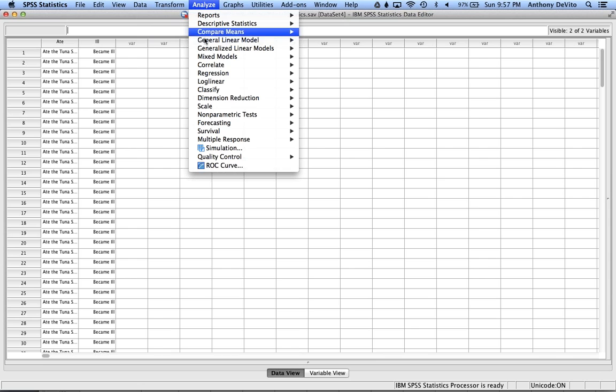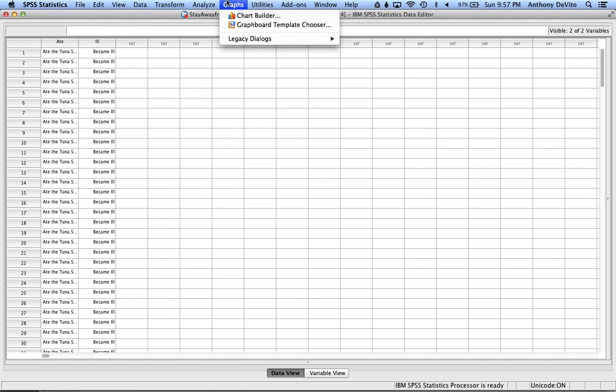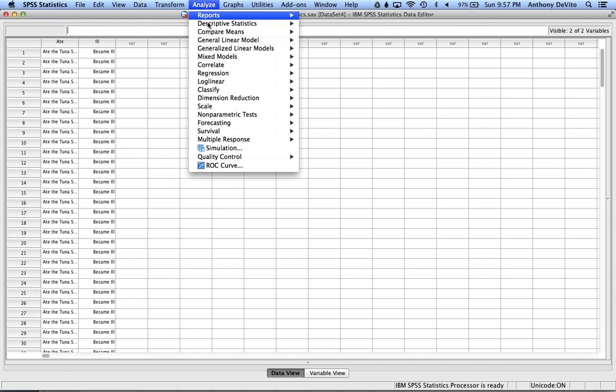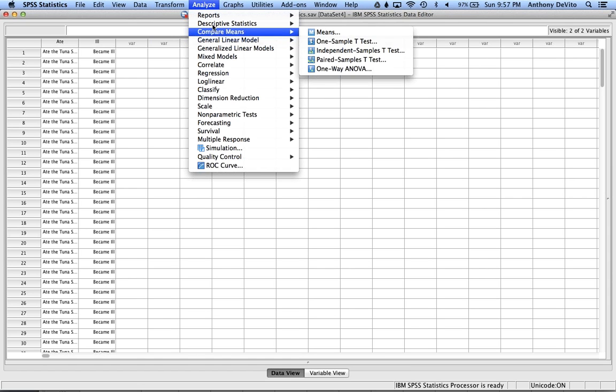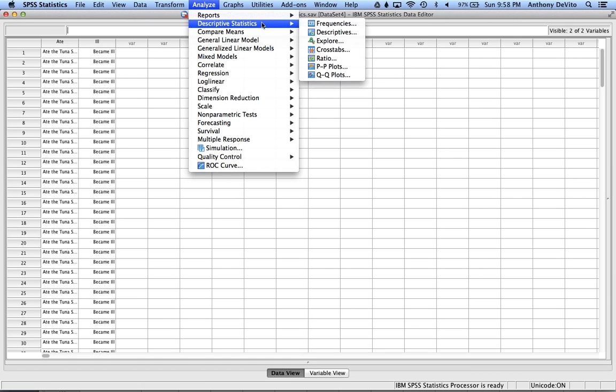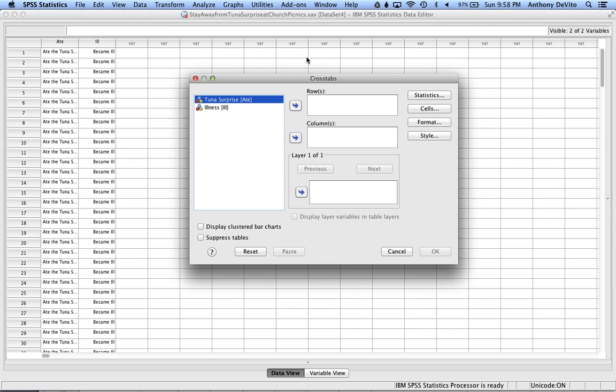Okay, so let's do this analysis. Analyze. We're not comparing means. Let's go into descriptive statistics. We have a table option here called crosstabs, in other words, building tables like this, with rows and columns. So I'll click that, and it allows us to create tables in rows and columns. We put the exposure into the rows and the outcome into the columns. The exposure was eating tuna surprise. The outcome is whether or not you got ill.